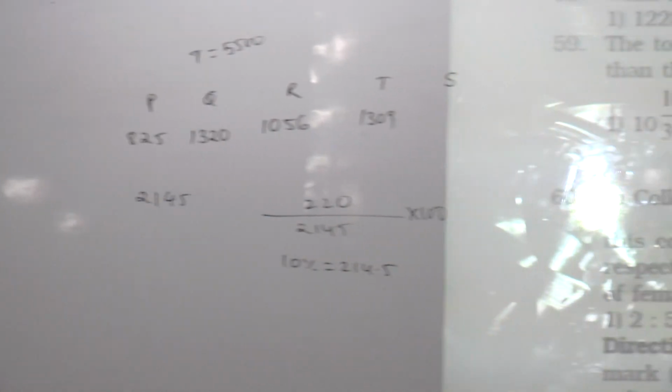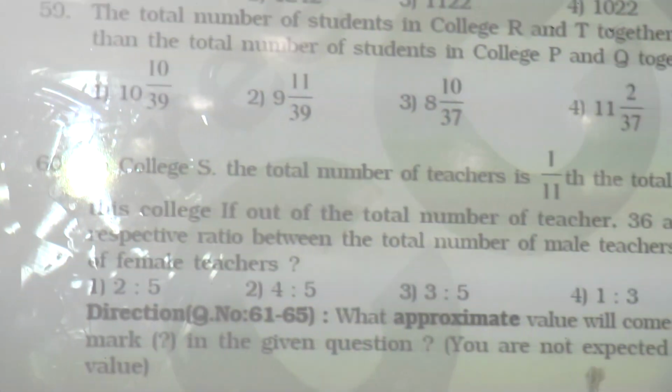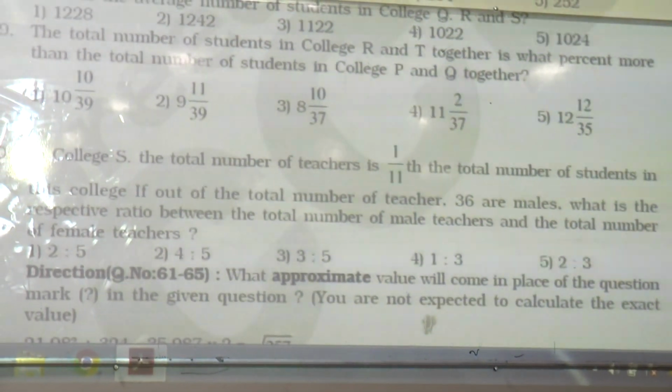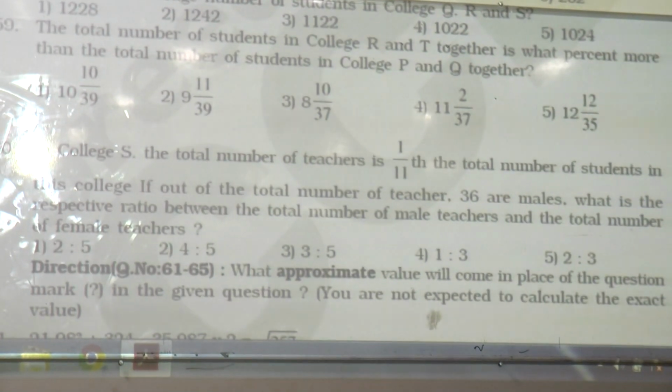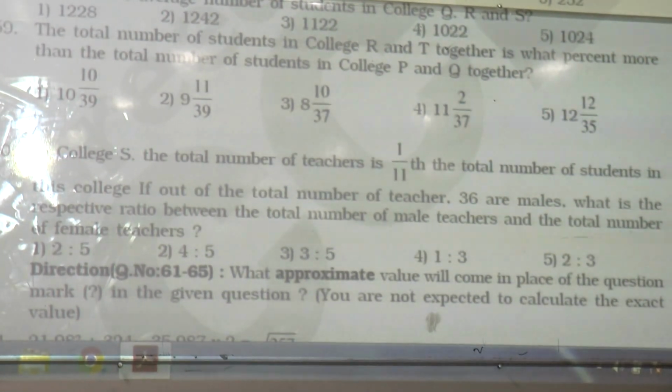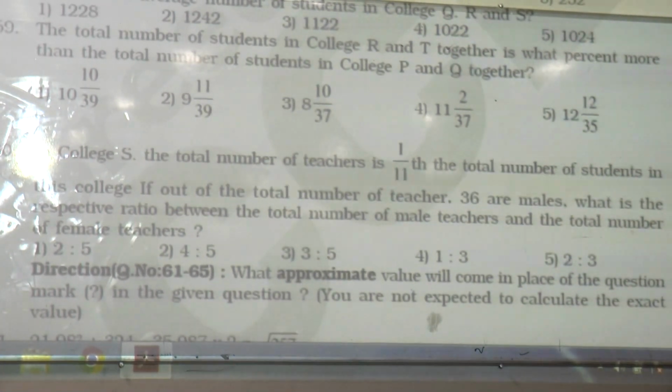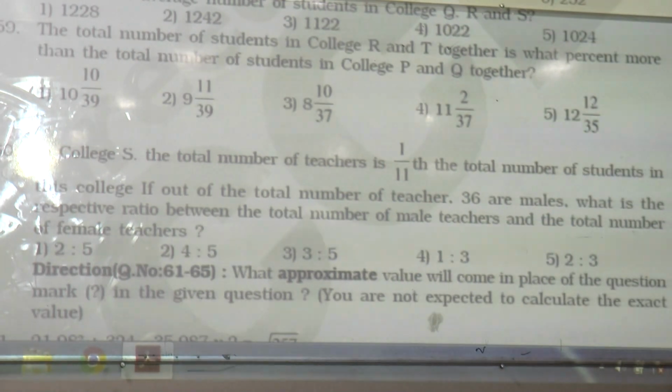Next. In a college, the number of teachers is 1/11 of the total number of students in this college. If out of the total number of teachers, 36 are male, what is the respective ratio between the total number of male teachers and total number of female teachers? So first of all, you need to know the value of S. How do you calculate it?